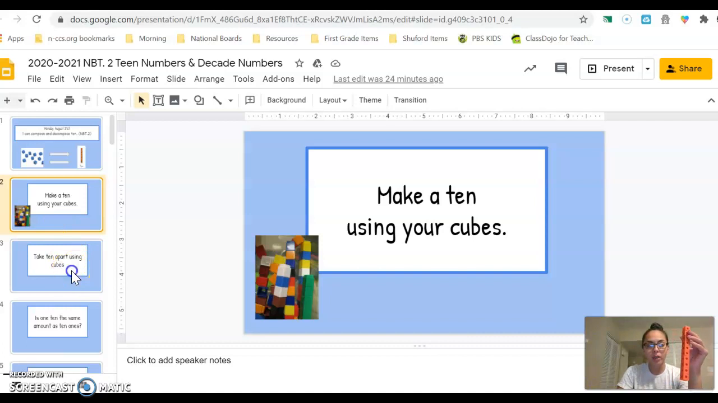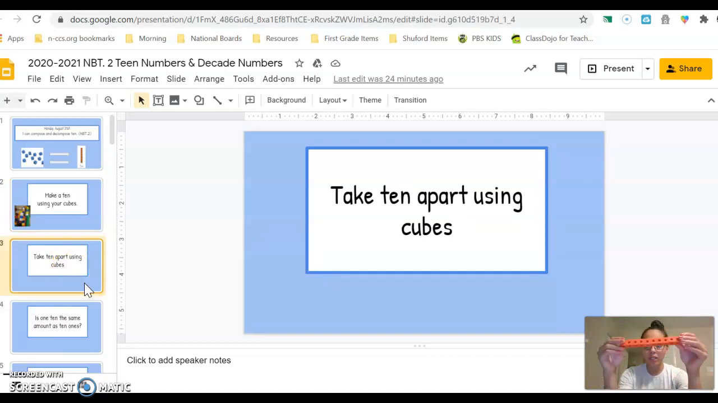All right, so what I want you to do now is go ahead and take those apart. So we know that in this stick we have how many? 10. Very good. Okay, so now I'm going to take it apart, and I'm going to put them back into the bag so you can see it. Okay, 1, 2, 3, 4, 5, 6, 7, 8, 9, 10.